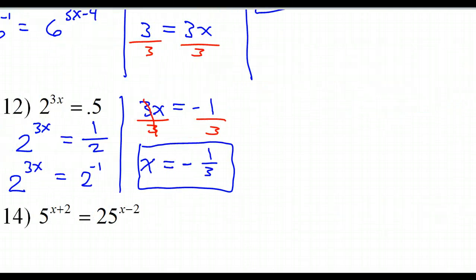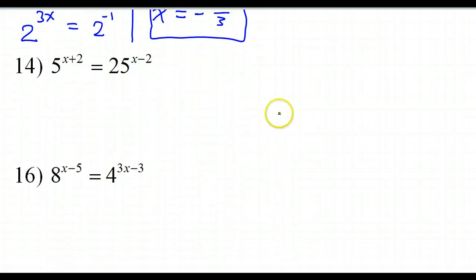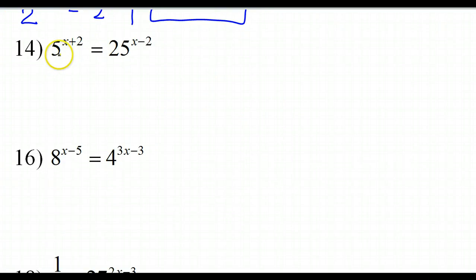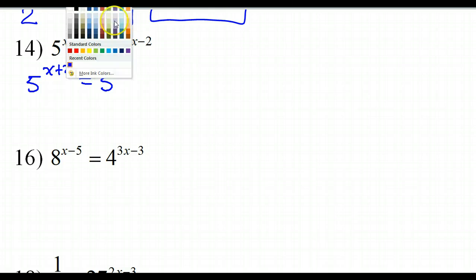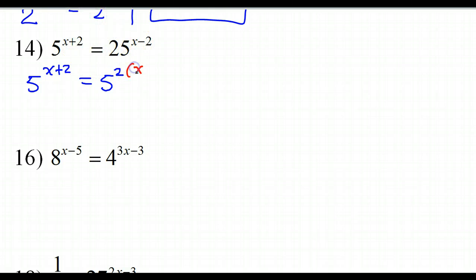Alright, number 14. Back to solving equations. We've got base 5 happening, so let's go with that. So that means I've got this 5 to the x plus 2 power, but I can write 25 as 5 squared. So the x minus 2 that's already there is still going to be there, but I'm going to have to distribute. So this is going to give me 5 to the x plus 2 power, just keeping that. But then I'll have 5 to the 2x minus 4 power.